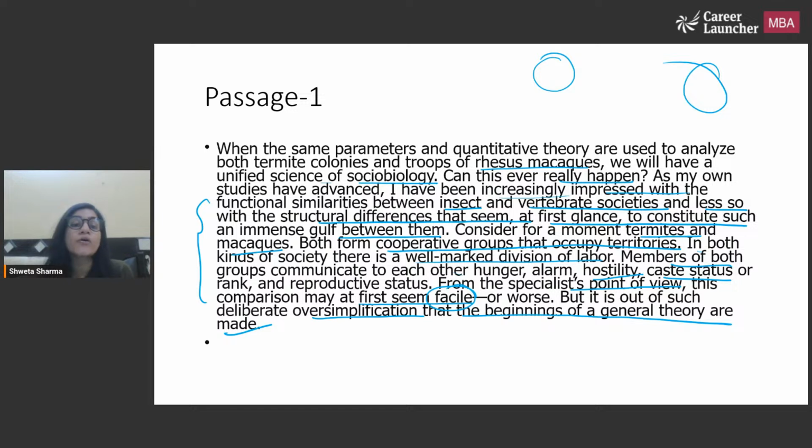That is how sociobiology is being carried forward, or something which is being justified by the troops and the colonies of Rhesus macaques and termites. So it's one way of showcasing how sociology and biology come into one picture together for the termite colonies and troops of Rhesus macaques. So what is the summary here? It's all about the sociobiology of the two sections of insects, or basically termites, and the Rhesus macaques we're talking about.